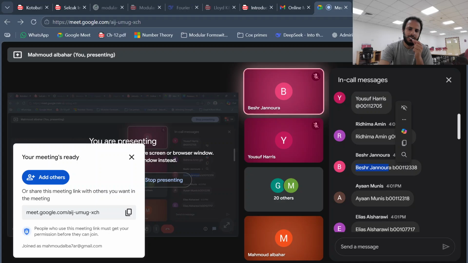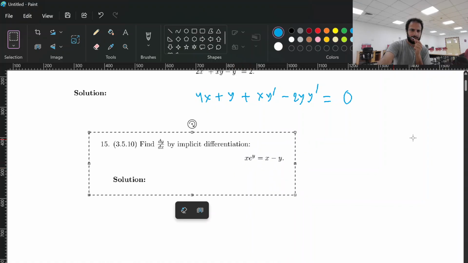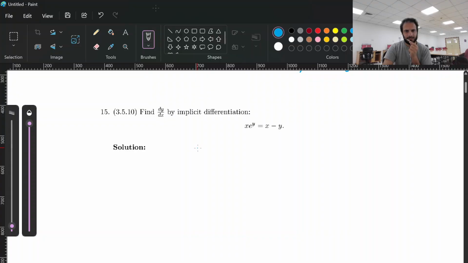Yes, Professor, I need your help with this problem now. Okay. It's e to the power of y. So e to the y plus x times y prime times e to the power y, like this, equals 1 minus y prime. Yeah, thank you.